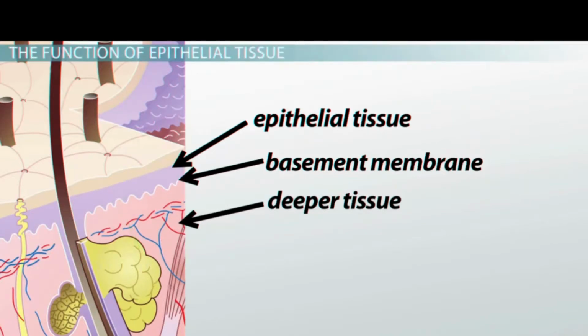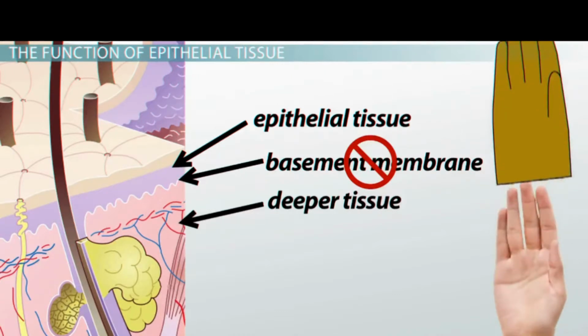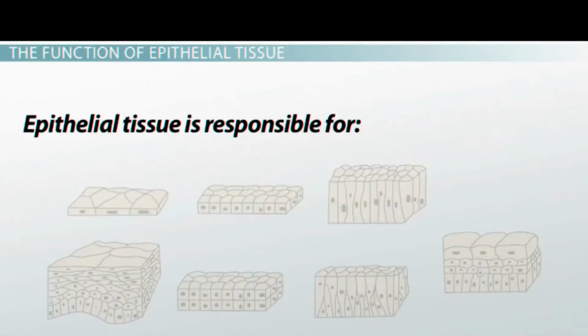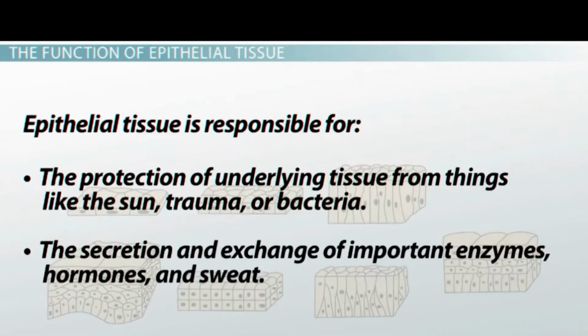It's good to have the basement membrane on your side, because if there wasn't any, you wouldn't have much epithelial tissue. For example, your body's skin would basically slide right off of you like a glove off of your hand. This would be bad, since epithelial tissue is responsible for many things, like the protection of underlying tissue from things like the sun, trauma, or bacteria, and the secretion and exchange of important enzymes, hormones, and sweat.